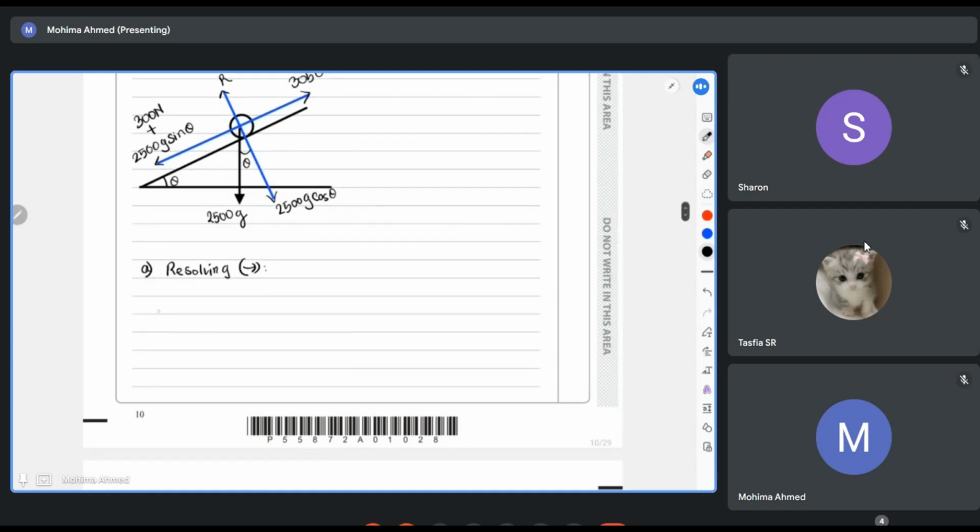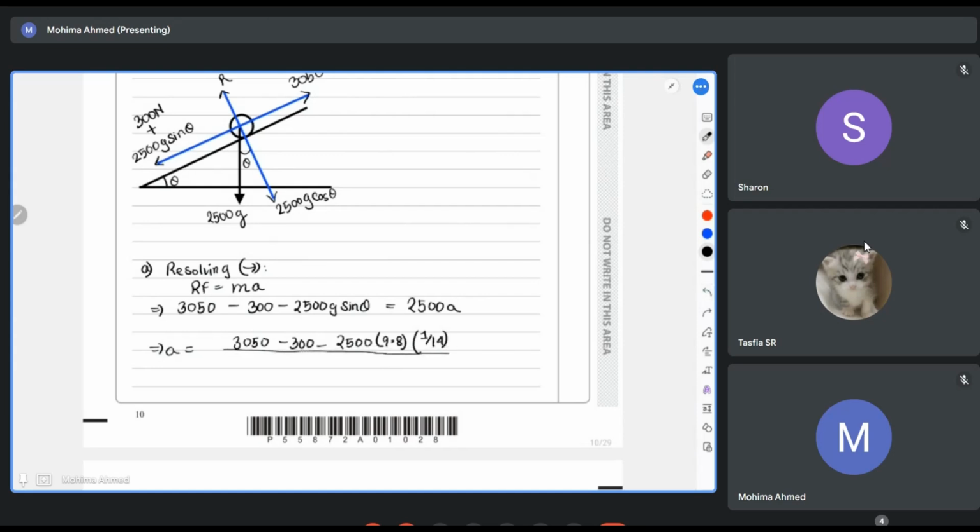and then you can write resultant force equals mass times acceleration. Right, for resultant force you have 3050 in the forward direction minus the resistive force 300 minus 2500 g sine theta, equals 2500 a. So if you make a the subject, that will be 3050 minus 300 minus 2500 times 9.8 times sine theta, which was 1/14, right? And this entire thing would be divided by 2500. Can both of you please calculate this and tell me the answer for it?